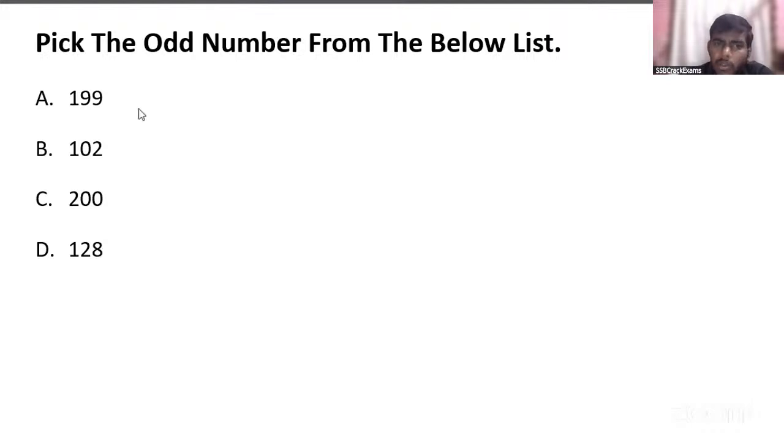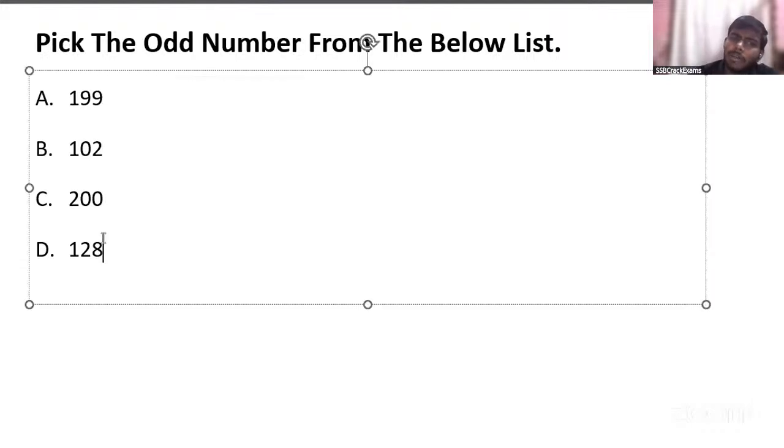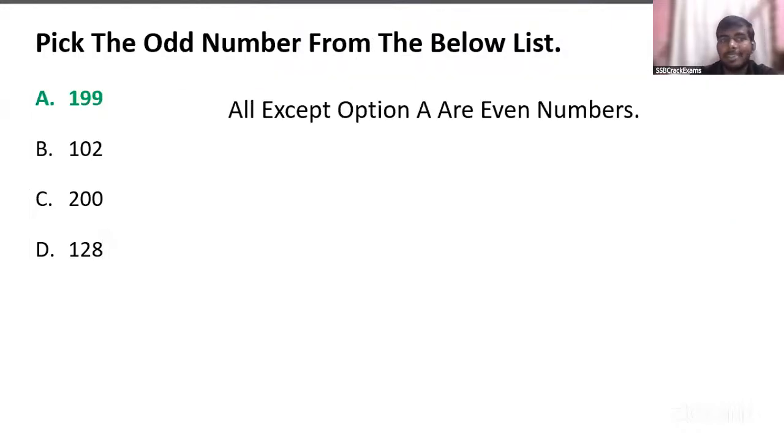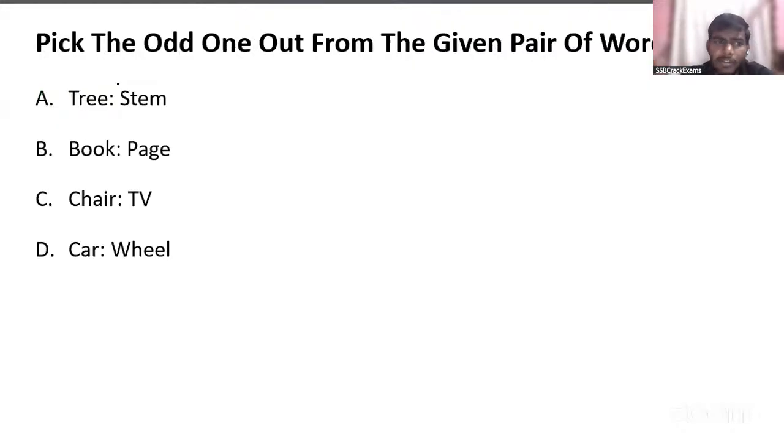See, three look even, whereas one looks odd. Let me check. That's my right answer. I said check even and odd, then prime and non-prime, then divisible by. These are the similar conditions that you will be facing there.